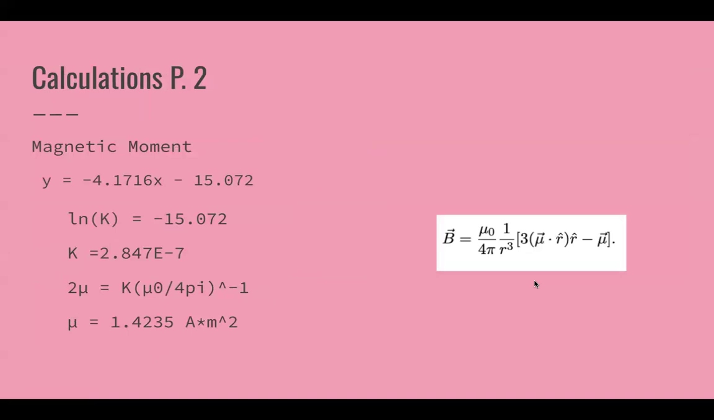For part two, for the calculations, here's basically how I found the magnetic moment, which is 1.4235 ampere meter squared. I'm using this formula here, which I break up over here.